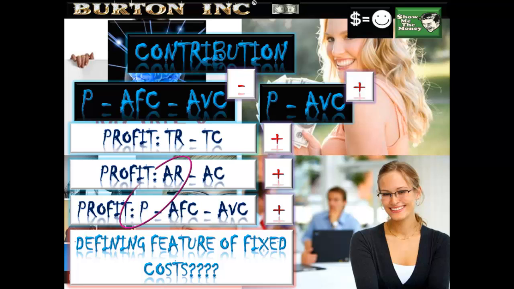Remember, price is interchangeable with average revenue. Average revenue is the price, and average cost is broken down into average fixed costs and average variable costs. Now remember, the defining feature of fixed costs is that they don't change regardless of how much the firm is producing. So if the firm is producing and selling enough, eventually the contribution is going to pay the fixed cost and then start to contribute to the profit of the firm.